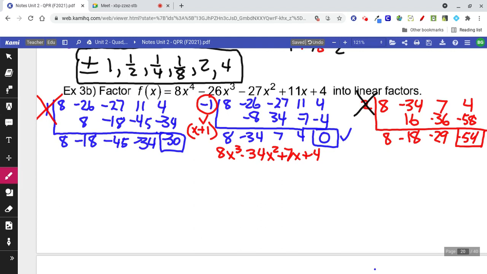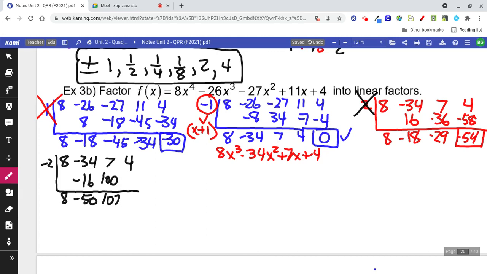Maybe negative 2 is. Remember, I told you to write small. I'm still going to keep rolling with the reduced version. Don't go back to the start and start over. 8, negative 34, 7, and 4. Add down is 8, multiply negative 16. Add down is negative 50. Not feeling good about this. Multiply is 100. Add down is 107. Technically, as soon as you know it's not going to work, you can quit and give up. Multiply is negative 214. Add down negative 210. That's your remainder, but negative 2 does not work.